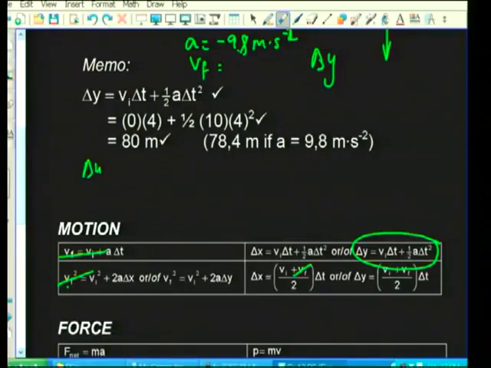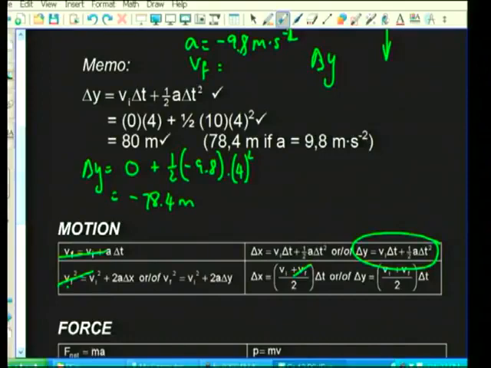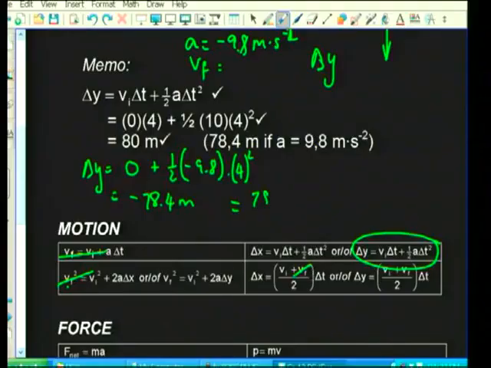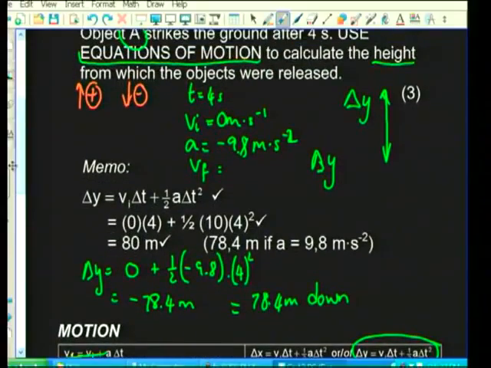If you had used 9.8 meters per second squared, you would come out with a final answer of 78.4 meters. I'm just going to do another quick substitution over here. Remember I said I chose down as negative, so initial velocity, I'm just going to write naught because I know what that is, plus a half negative 9.8 times the 4 seconds squared. It will come out with a negative value, negative 78.4 meters. I would never leave my answer as a negative. You would always want to interpret what that negative meant. So in your final answer, you would write 78.4 meters down. And that answers the height from which the object was released. It's fallen a distance of 78.4 meters down.